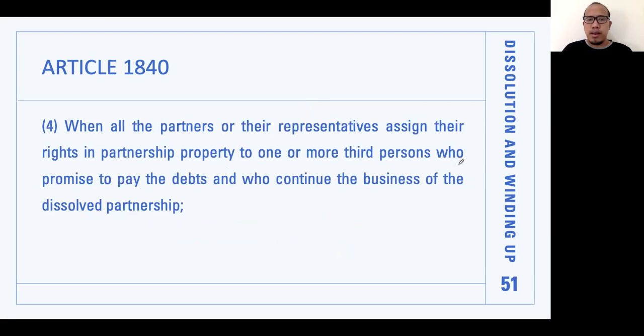Number 4, when all the partners or their representatives assign their rights in partnership property to one or more third persons who promise to pay the debts and who continue the business of the dissolved partnership. So dito, merong 5 partners in that partnership at lahat sila or their representative inassign yung kanilang rights in partnership property to one or more third persons. So essentially, itong 5 partners natin na wala na sa eksena, kasi nga inassign na nila yung kanilang rights. So ano na nangyari? Goodbye na sila.